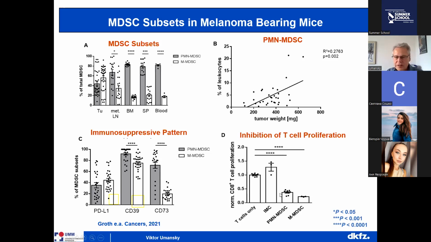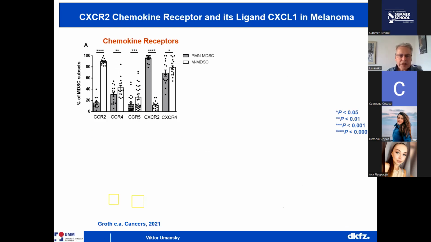There is no statistical difference. So it seemed that both populations are equally active in the immunosuppressive activity. Now, what about the expression of chemokine receptor? Because they are important for the migration of these cells into the tumor.